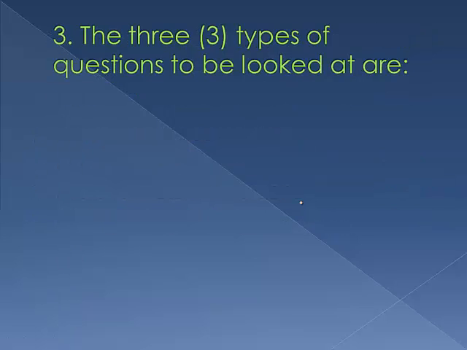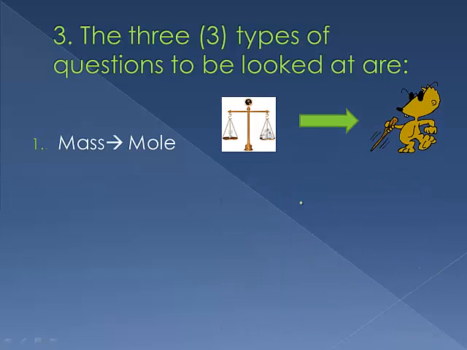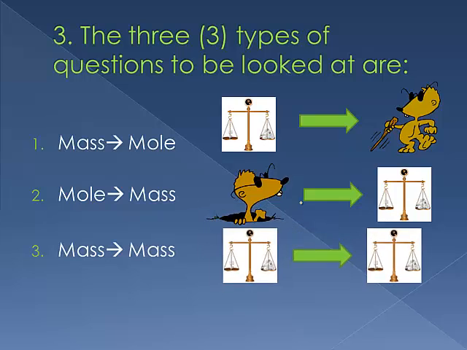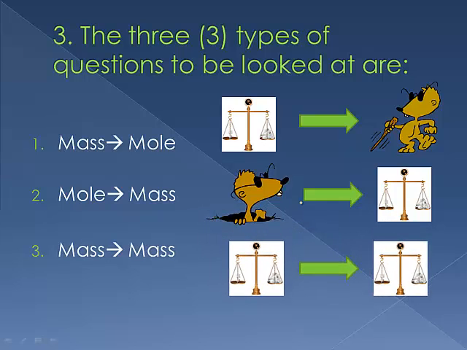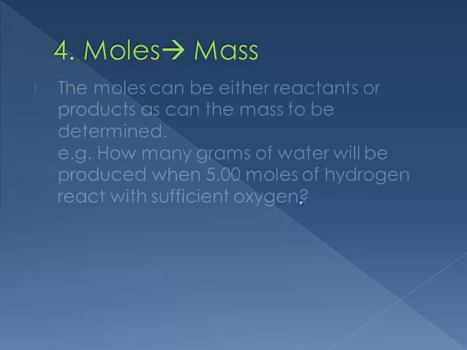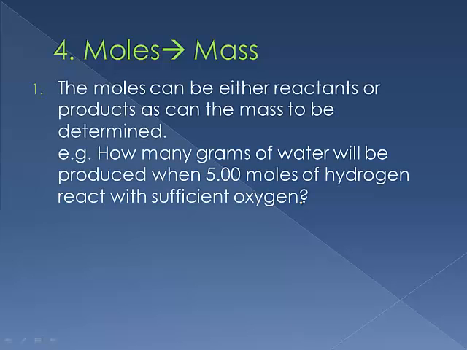Now, there's 3 kinds of questions that we can be asked to look for. You can be asked to calculate mass to moles, you can be asked to go from moles to mass, and you can be asked to compare between mass and mass. Let's start with going from moles to mass. That's our first introductory statement, although going mass to moles is really the same but in the opposite direction. So the moles that we are asked to calculate here can either be reactants or can be products, as can be the mass that you're asked to determine.